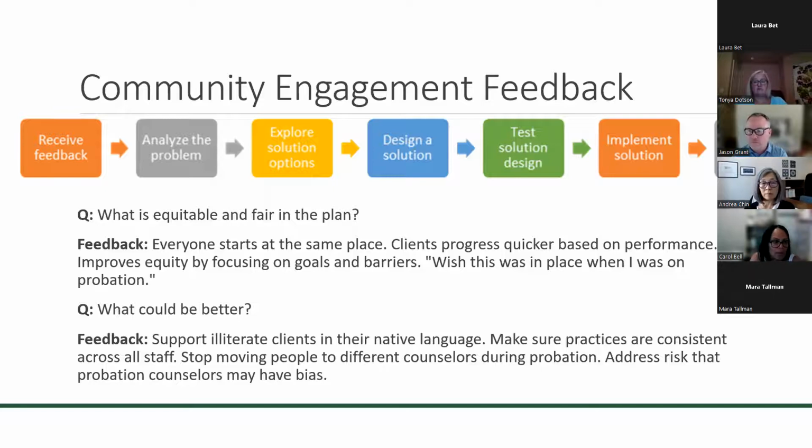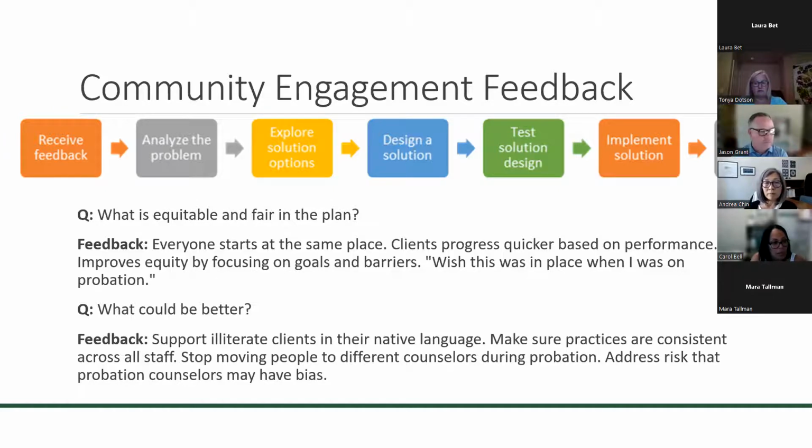Now, there's also the question of what could be better. The feedback that we heard was for us to better support clients that are illiterate. They may have a native language they speak, but that doesn't necessarily mean that they read it. They also said, make sure practices are consistent across all staff. Stop moving people to different probation counselors while they're on probation. Address risks that probation counselors may have bias.